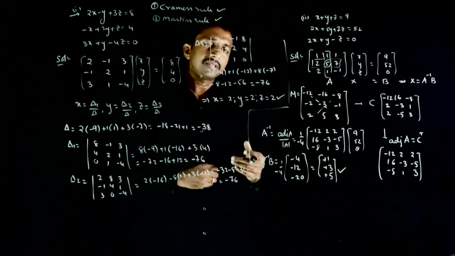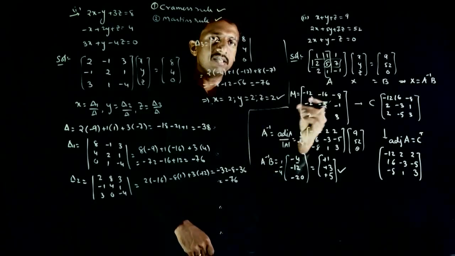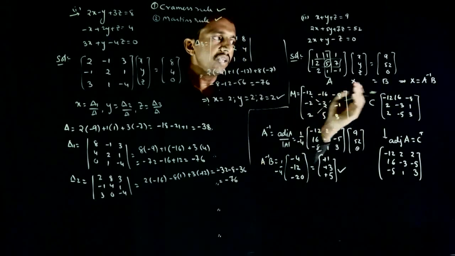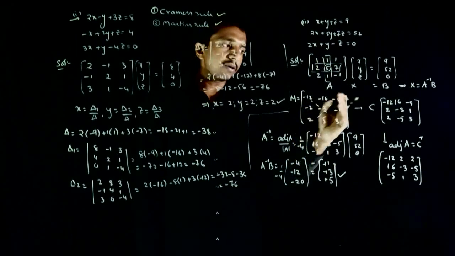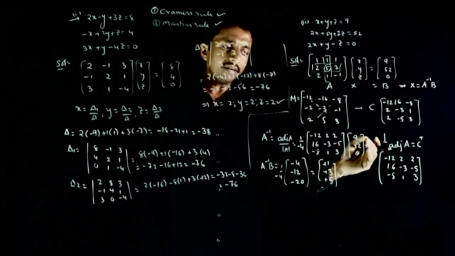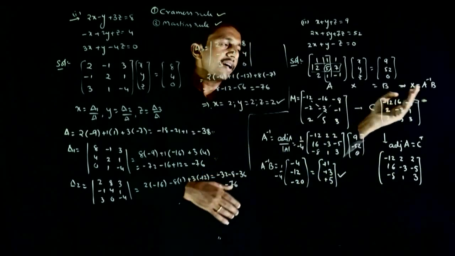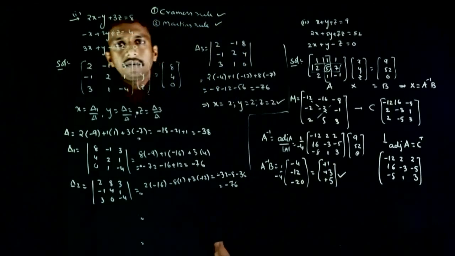In Martin's rule, it's a more conceptual method. If Ax is equal to B is a matrix equation, X is given by A inverse into B. इस मेथड में आप A inverse कैलकुलेट करना है. So first minors matrix, वहां से cofactors matrix, वहां से adjoint A by delta to get A inverse, and I have multiplied it with B to get the answer. Thank you.